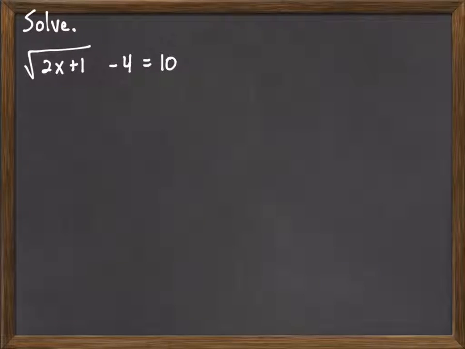Okay, so we're continuing our discussion with solving radical equations, and now we have an equation that's a little bit different than the ones that we started with. In all the problems that we've looked at to this point, the radical was by itself. This time we have something with it.